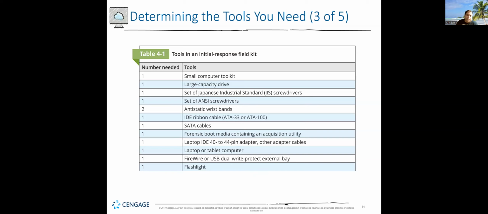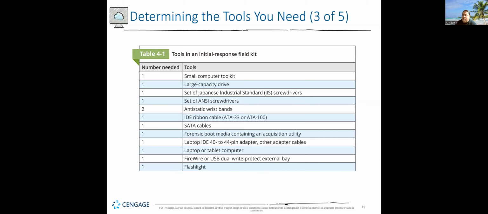So this will be CDs, DVDs, or flash drives with Linux, Windows FE Lite, Kali Linux. I'm thinking this off the top of my head. You would have those there. Laptop IDE 40-pin adapter, other cables. I guess that's for older hard drives.